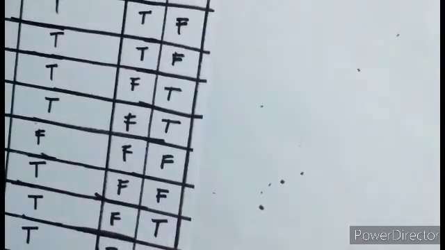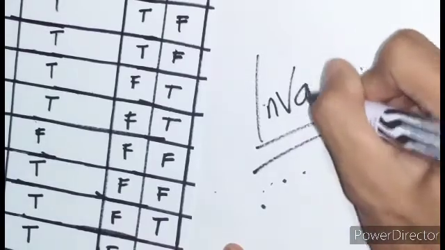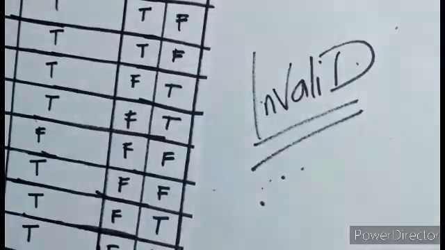As there is no row where the premises are all true and the conclusion is true, our statement is invalid. That's all. Thank you.